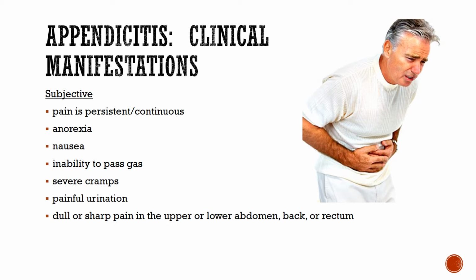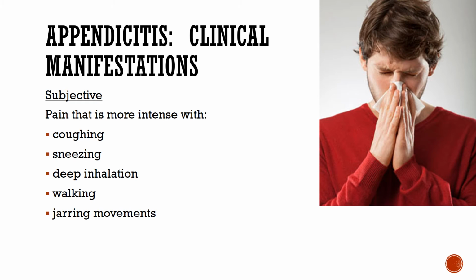They may have the inability to pass gas, have severe cramps, painful urination, and a dull or sharp pain anywhere in the upper or lower abdomen, back, or rectum. The pain will likely be intensified with coughing, sneezing, deep inhalation, walking, or any type of jarring movement.